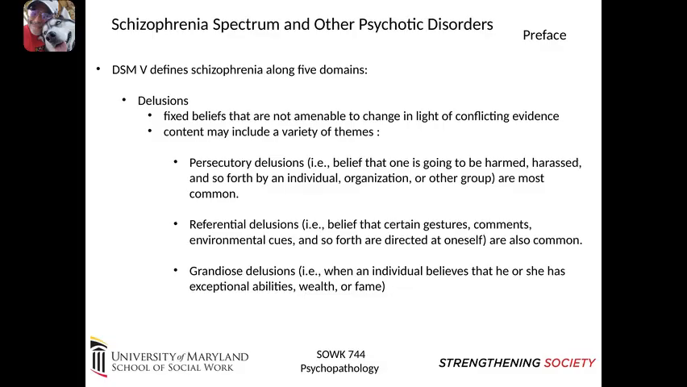Okay, so the first one are delusions, and a definition you're likely familiar with: fixed beliefs that are not amenable to change in light of conflicting evidence. And there are a variety of themes, is what's the word the DSM uses. So you have persecutory, referential, and grandiose. You can read the definitions there, and they can overlap too. So you don't necessarily have just one. People can experience any combination. Sometimes it's just one. So understanding that these can sort of appear to be blending together is just something to be aware of. But this at least gives you a sense of a framework to understand delusions.